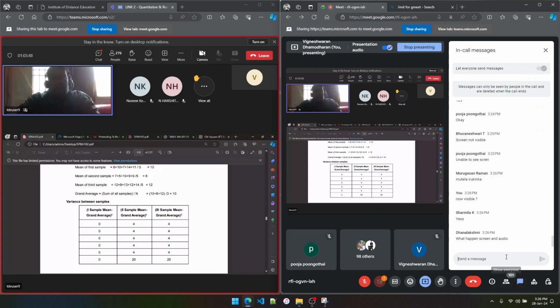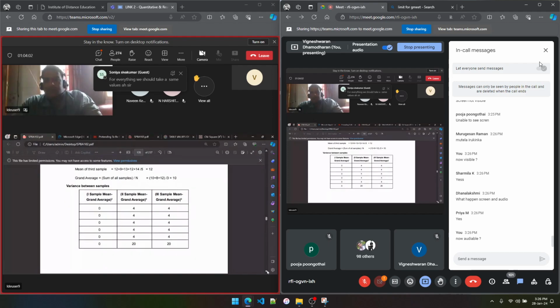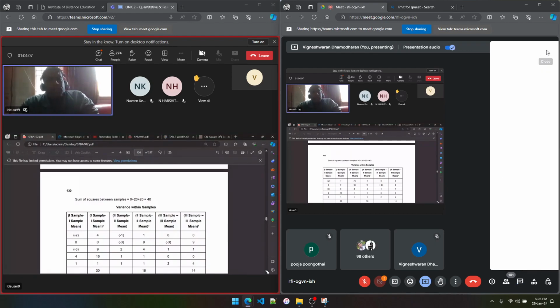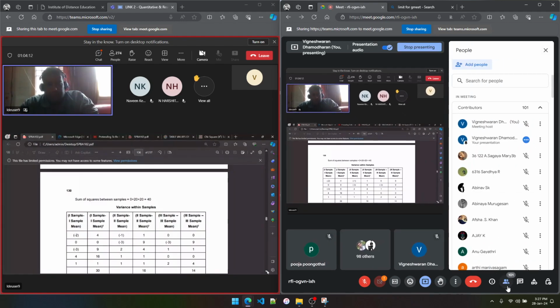Now, let us compute the total of all the 3 samples. Here, we have computed the totals. The total for the first sample is 0, then the sum of squares between the samples for the second sample is 20, and the third sample is also 20. Now they are totaled to be 40.